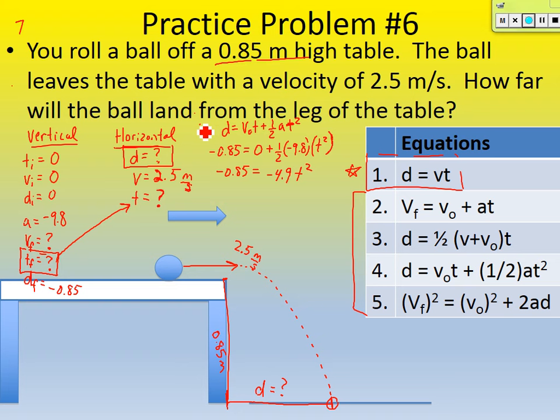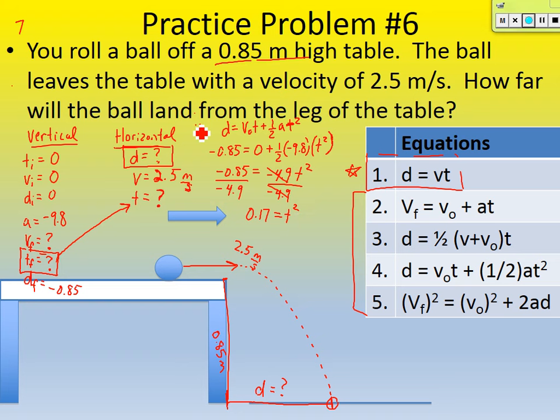Okay, now how do we solve for t squared? I'm going to divide by negative 4.9 on both sides. It cancels out over on this right side. And so negative 0.85 divided by a negative 4.9. Okay, so 0.17 is equal to t squared.